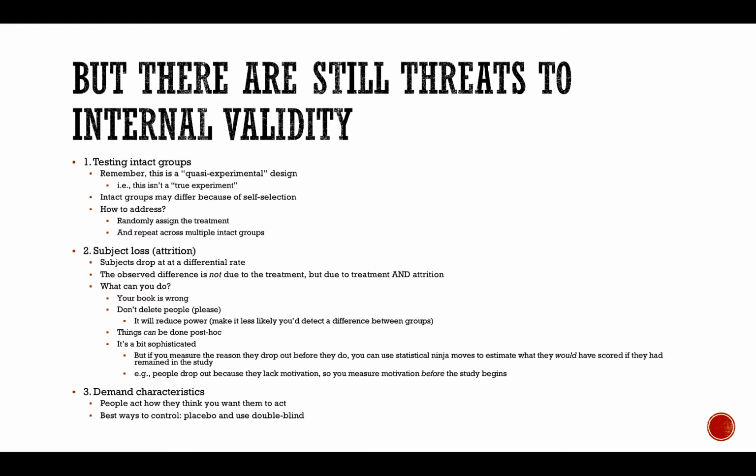And then the third one is demand characteristics. So people act how they think you want them to act. Or they might be one of them rascals and they act opposite of how you want them to act. So the best way to control this is to use a placebo and use double-blind procedures, so nobody knows what they're supposed to act like. You would think that if they don't know how they're supposed to act, they will just act as they normally would.